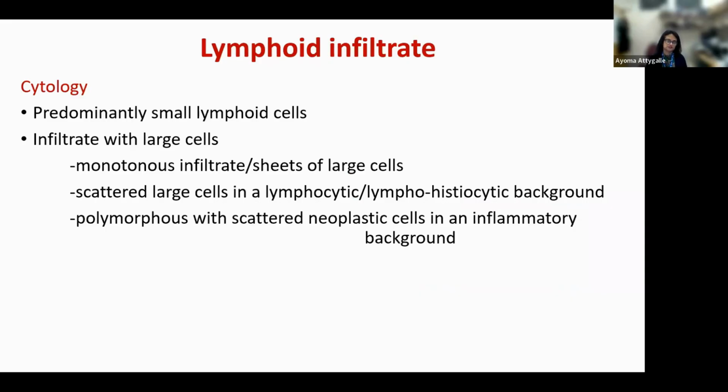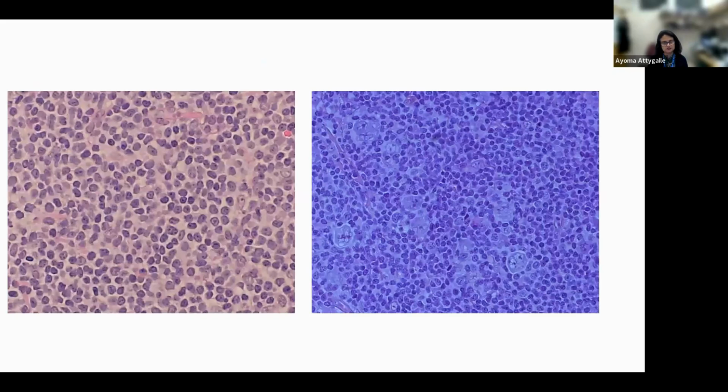Now, the cytological features, is it predominantly small cells, or does the infiltrate have a component of large cells, either present as monotonous infiltrate or sheets of large cells, or are they scattered, well-defined large cells in a background, which is either small lymphocytic or lymphohistiocytic? Or is it polymorphous with scattered neoplastic cells admixed in a background inflammatory process? So in other words, with an inflammatory background. So today's cases will be predominantly small lymphoid cells.